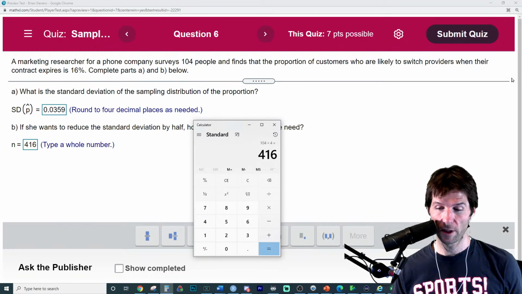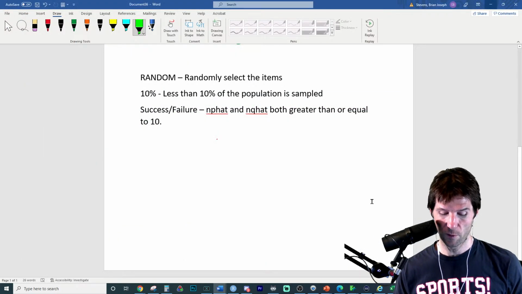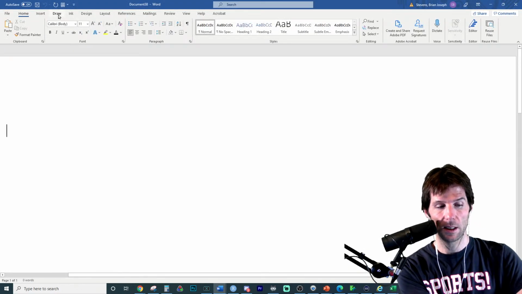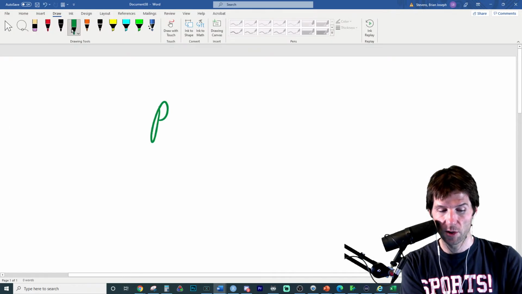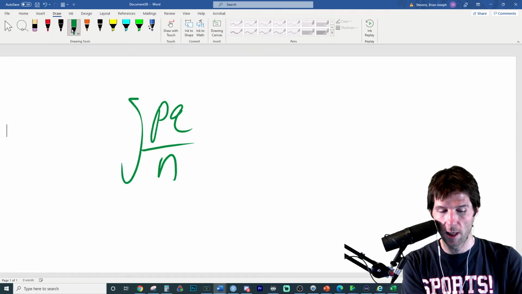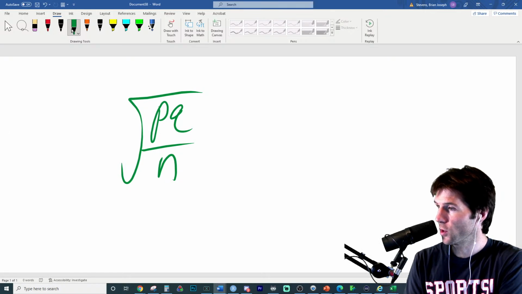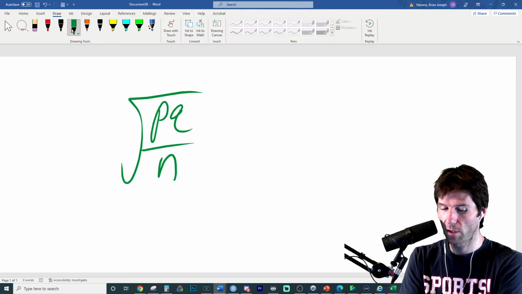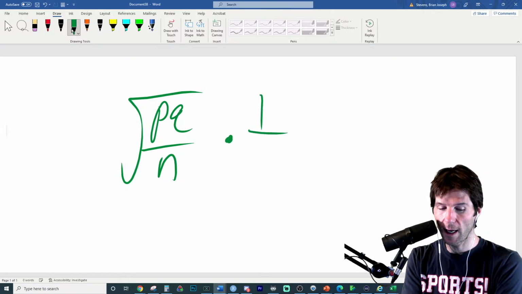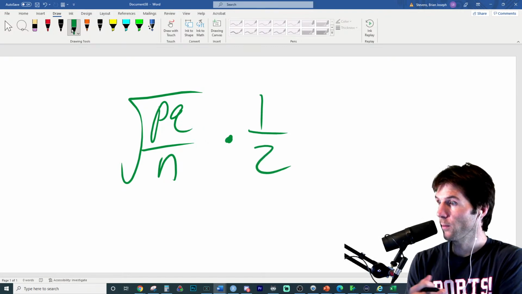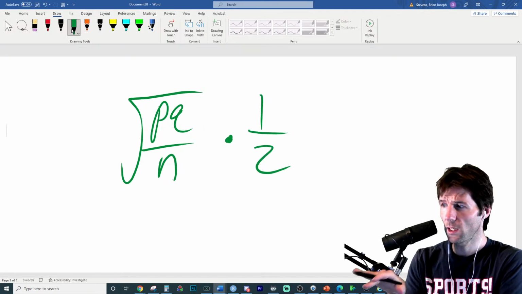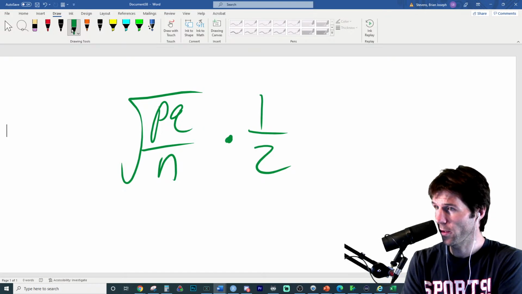Why 4? So here, I'll show it again real quick. The reason it's 4 is because we are saying, here's the current standard deviation. That's the standard deviation, P times Q over n, square root. Does that make sense? We want to make this half of what it was. But you can't just multiply those things together.